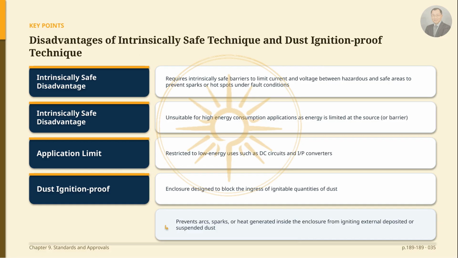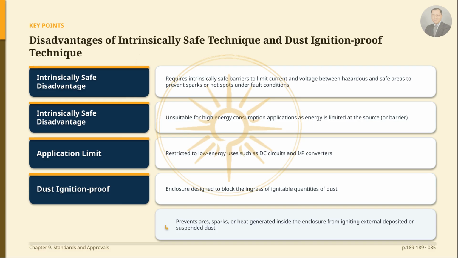A disadvantage of the intrinsically safe technique is that it requires the use of intrinsically safe barriers to limit the current and voltage between the hazardous and safe areas to avoid the development of sparks or hot spots in the circuitry of the instrument under fault conditions. Also, because the energy is limited at the source or barrier, high energy consumption applications are not applicable to this technique. Therefore, this technique is limited to low-energy applications such as DC circuits or electropneumatic converters, also known as I/P converters.